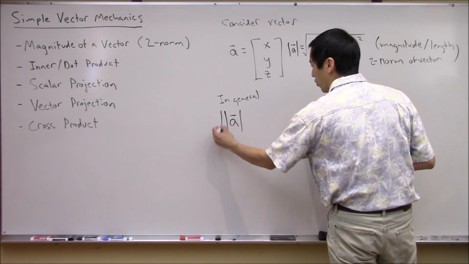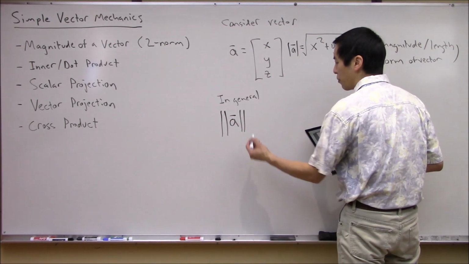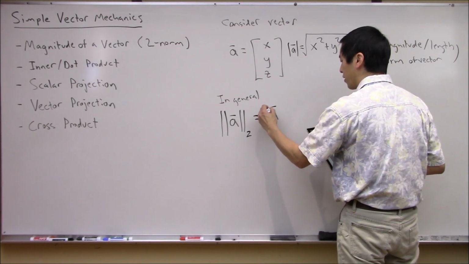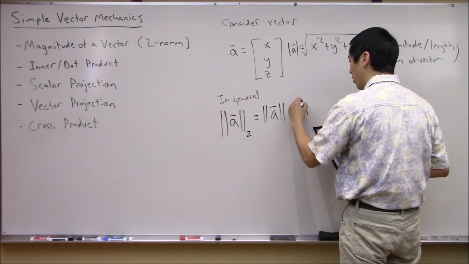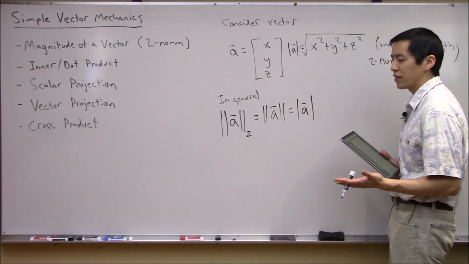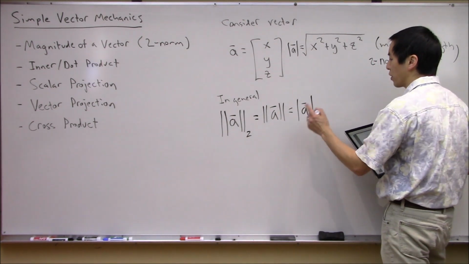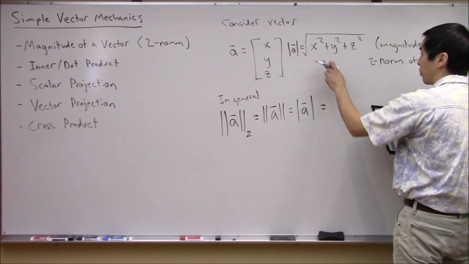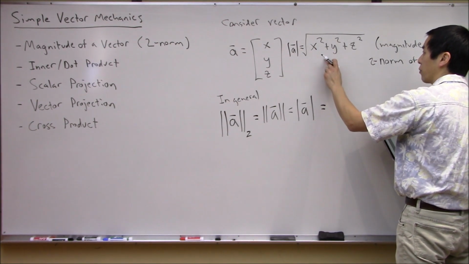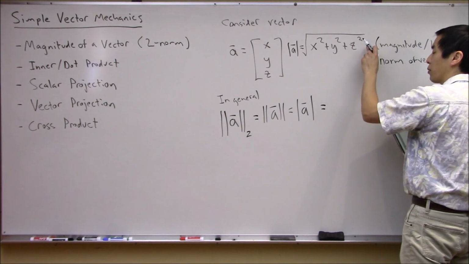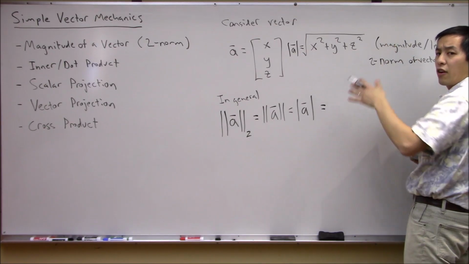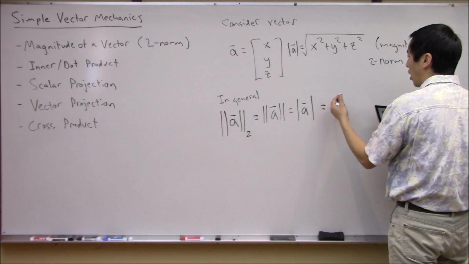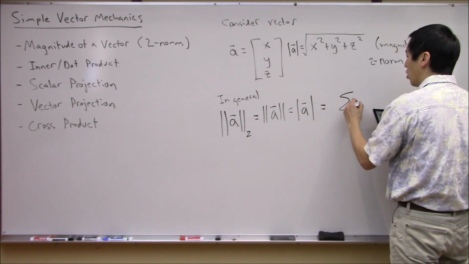Sometimes you'll see this written with 2 bars, like this. You might even see a little 2 down here. Again, this is all very similar notation. All of these mean the same thing. They're basically just saying magnitude or the length of the vector. So again, in higher dimensions than 3, the way that you compute this is pretty simple. You take the first element squared plus the second element squared plus the third element squared plus the fourth element squared plus and so on, however many elements you have, and then you take the square root of the entire thing.